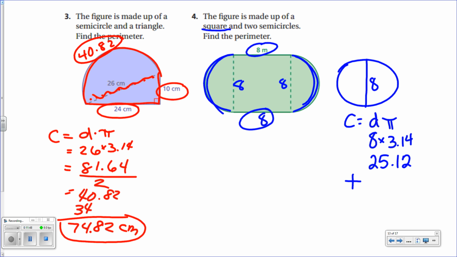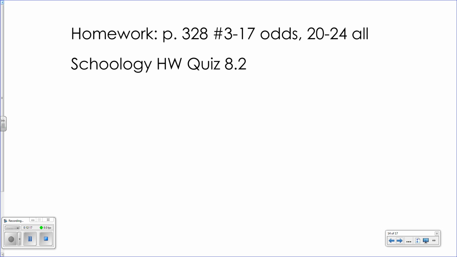And then I'm going to add my 2 sides. 8 plus 8 is 16. So I'm going to add 16 to that. And so we'll just go ahead and add that. And we know we can just add it all down. 12, 6 plus 5 is 11. So I have 41 and 12 hundredths. And we're dealing with meters here. So those are some examples of composite figures and how to discover the distance around them, or the perimeter.